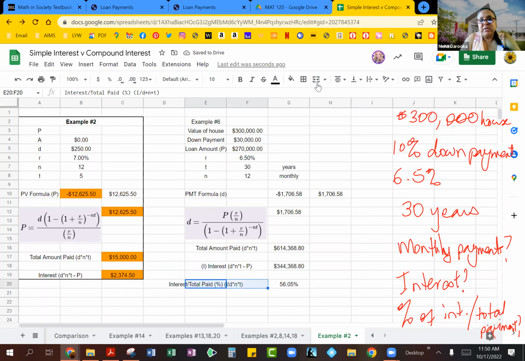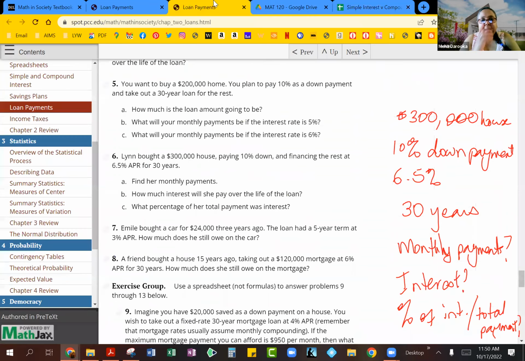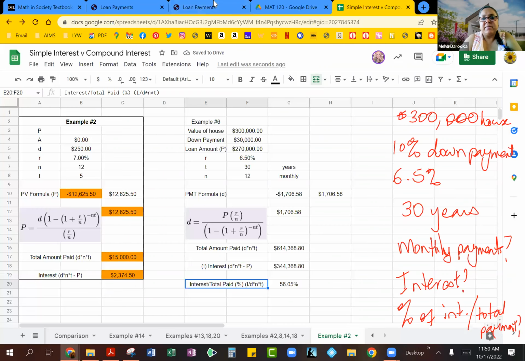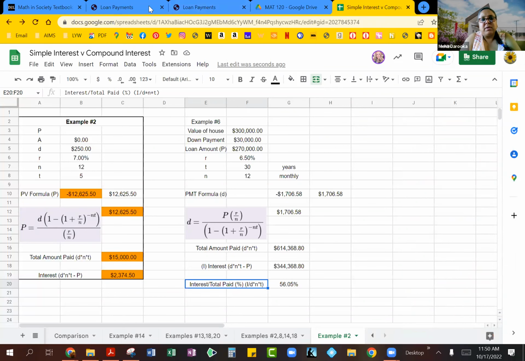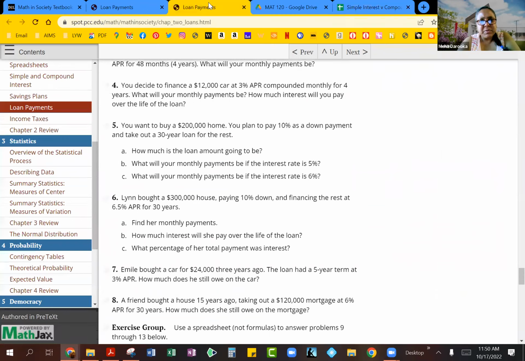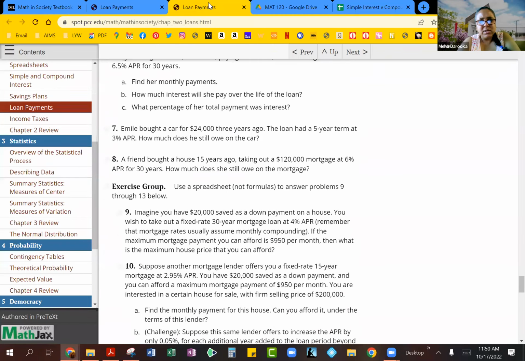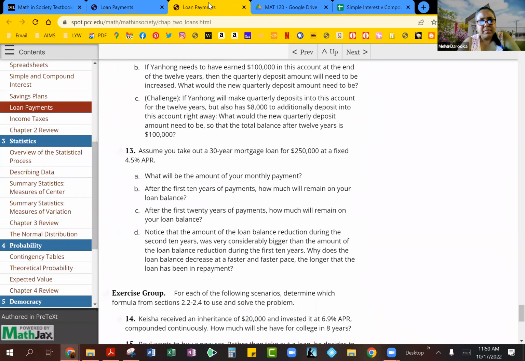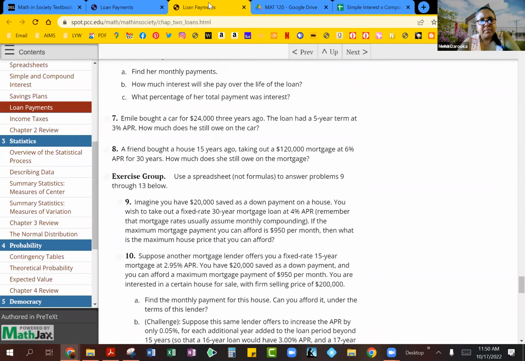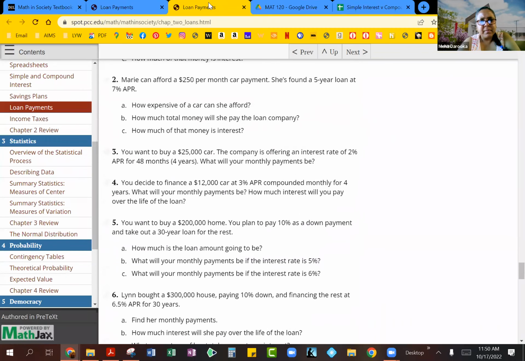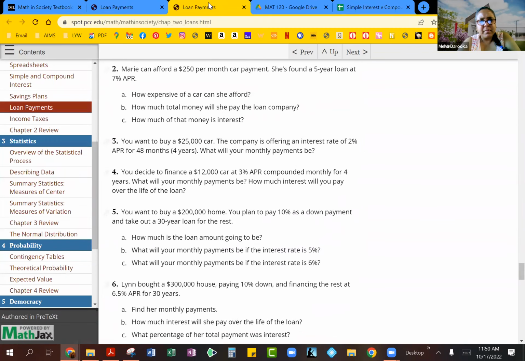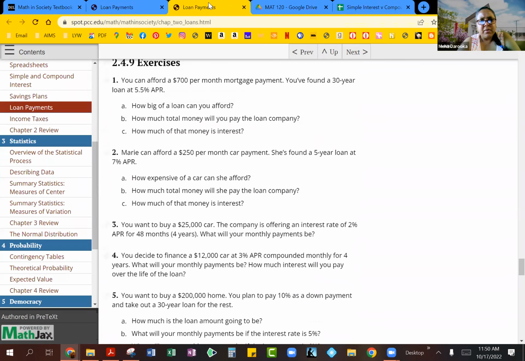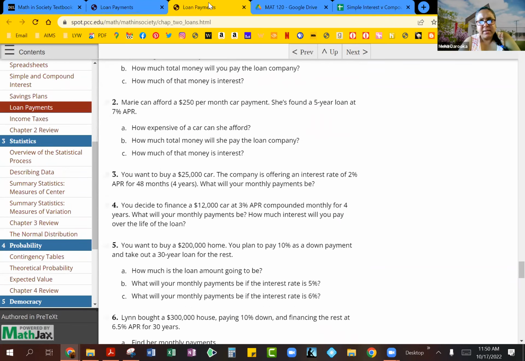Now let's take a look at just a slightly different example here. Let me clear this out. There we go. All righty. So this was on a home mortgage. Oh, that one is kind of similar to that.